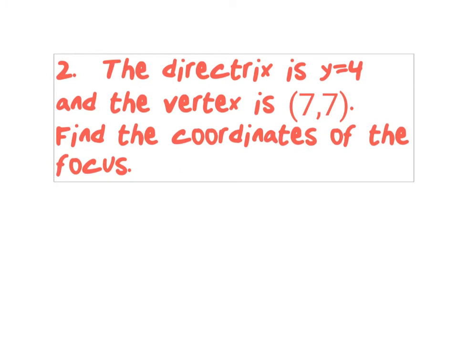Let's try a second question. The directrix is y = 4, and the vertex is (7, 7). Find the coordinates of the focus. Okay, so again, sketch first. y = 4, 1, 2, 3, 4. Okay, so I'm going to put a D there for directrix, and y = 4. I've got to find the point (7, 7).